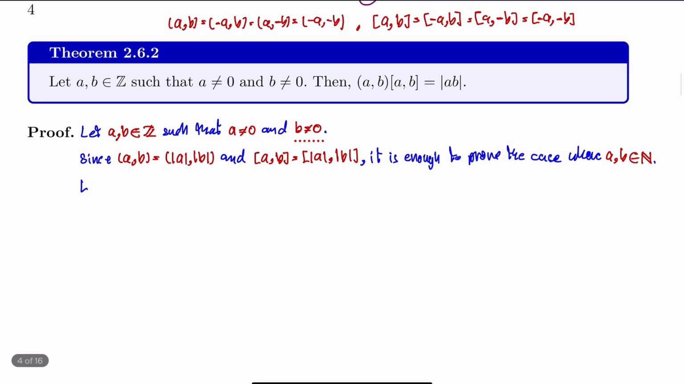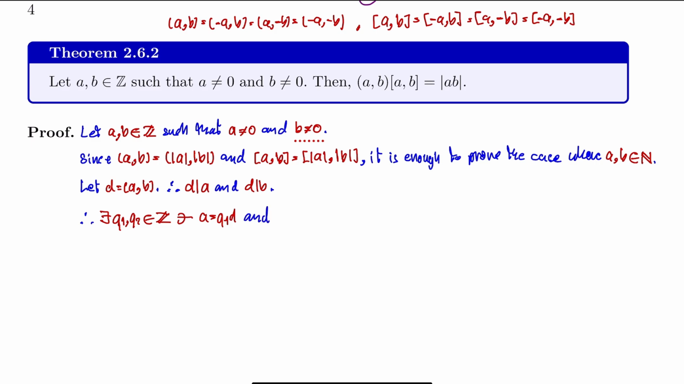Okay, what next? The next thing I'm going to do is let d be the greatest common divisor of a and b. So that means that d divides a and d divides b. So we have integers q1 and q2 such that a equals q1 d and b equals q2 d. This is by divisibility.